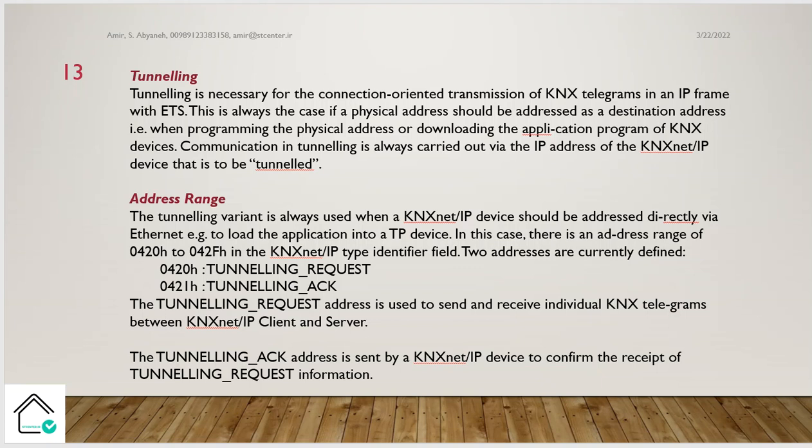2 addresses are currently defined: tunneling request and tunneling acknowledgement. The tunneling request address is used to send and receive individual KNX telegrams between the KNXnet/IP client and server. The tunneling acknowledgement address is sent by the KNXnet/IP device to confirm the receipt of tunneling request information. Always refer to the KNX IP interface and make sure that tunneling is supported.